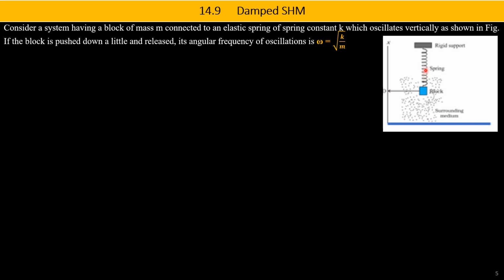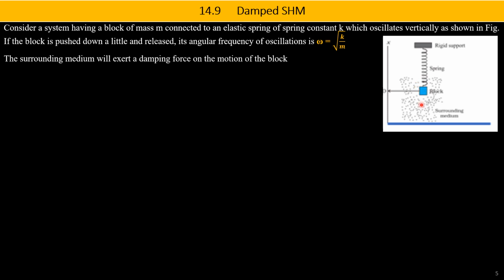If the block is pushed downwards and released, its angular frequency is given by the relation omega is equal to square root of small k by m, where omega is the angular frequency of the spring, small k is the spring constant and m is the mass of the block.